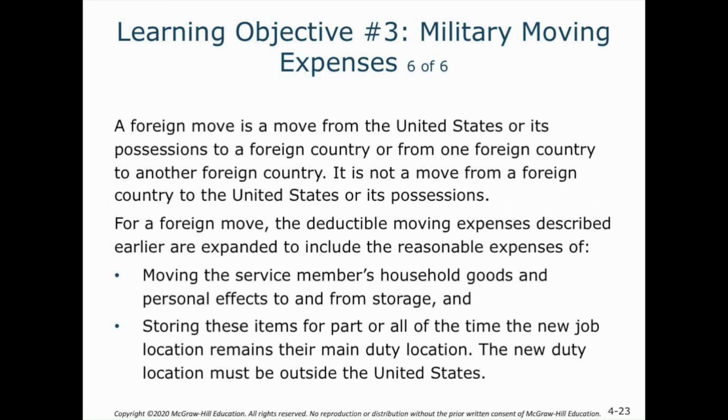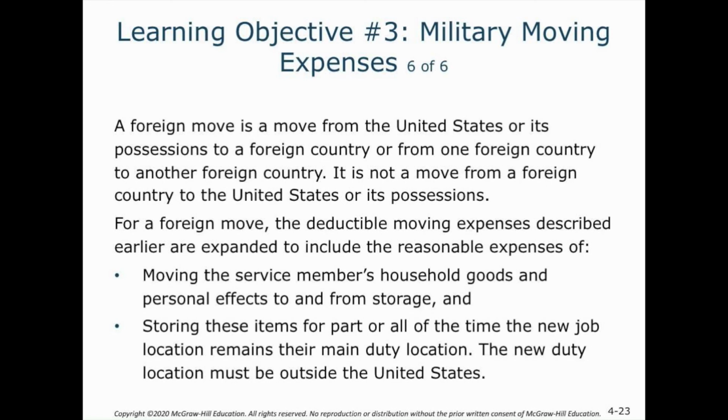And then for a foreign move, you're going to get a little bit extra of something that's going to be considered a reasonable moving expense. A foreign move is not a move from a foreign country to the United States, but rather is going to be one of two situations: either a move from the United States to a foreign country, or from one of those foreign countries to another foreign country. And foreign here is taken from the perspective of the IRS.